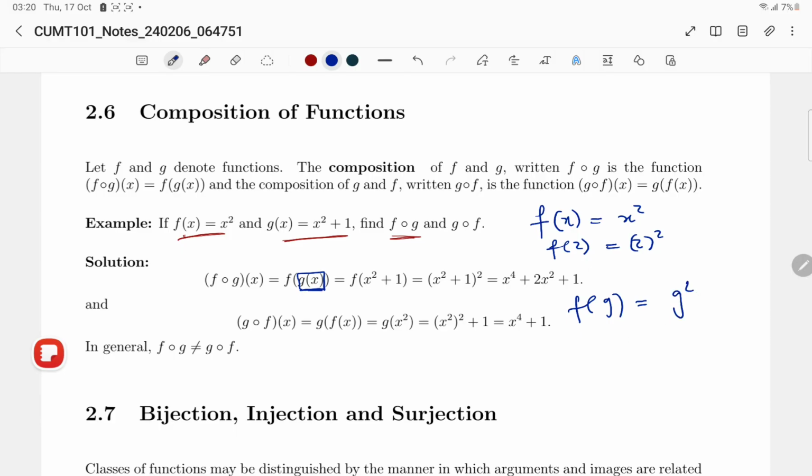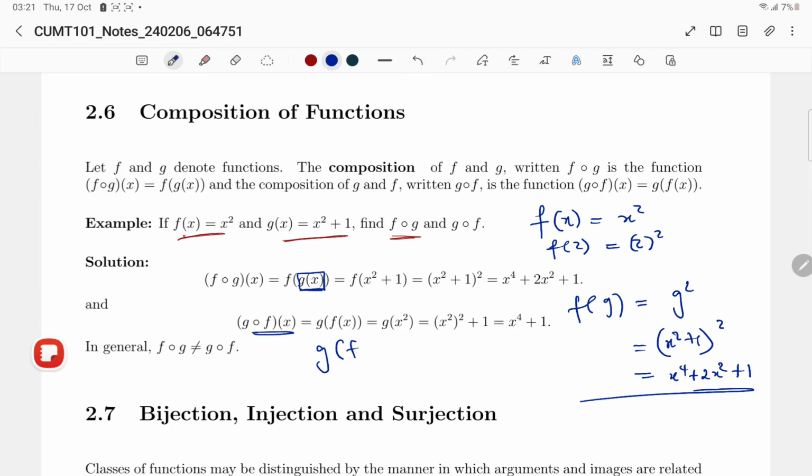So what is our g now? We get x squared plus 1, all squared, which is equal to x to the power of 4 plus 2x squared plus 1. This is what you get. The same applies to g of f.